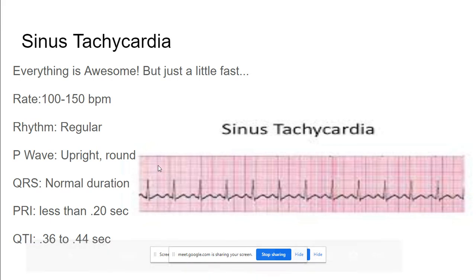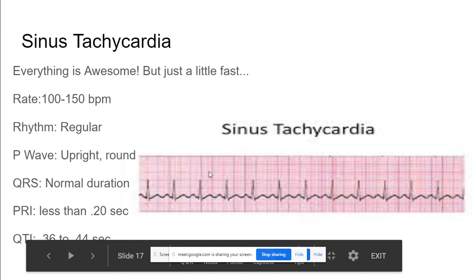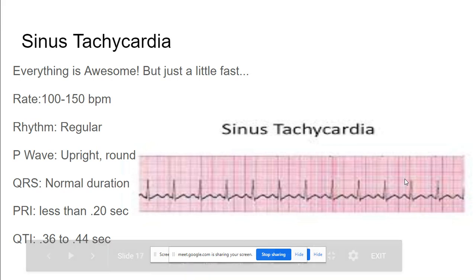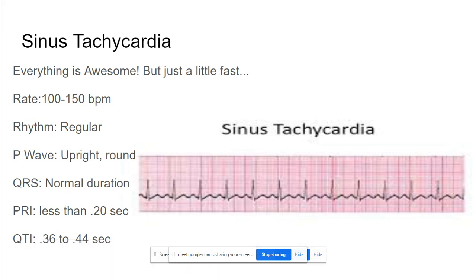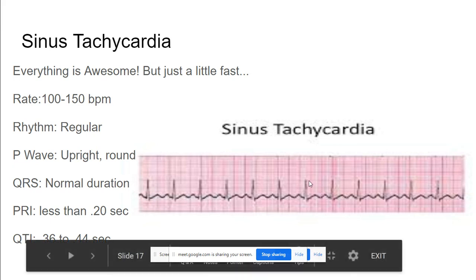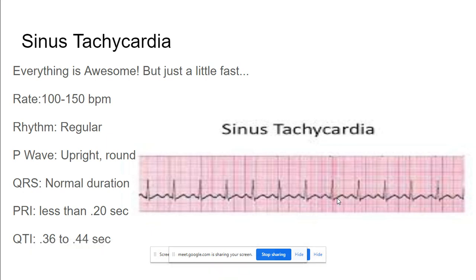Now, this rhythm strip, you can't see exactly where the notches are for every 3 seconds like you typically would have, but you can still count to see that you have 30 large boxes because that equals 6 seconds. Because each large box is 0.20 seconds. Okay, so the rhythm looks completely regular, and I can see there's a P for each QRS. Everything looks good. It's just a little too fast. So maybe someone's having anxiety, or they just did a bunch of jumping jacks or something.